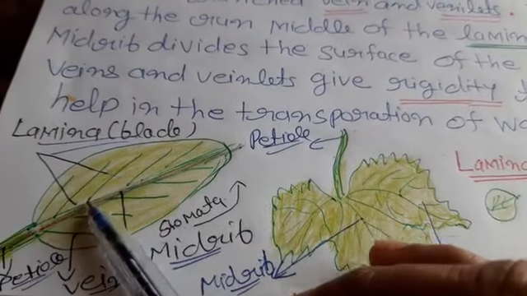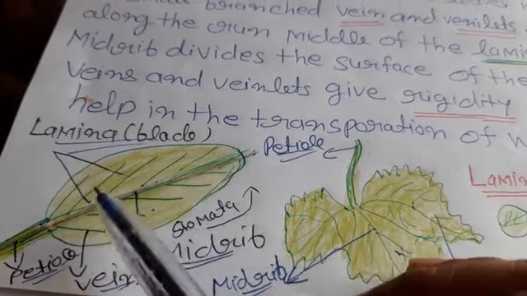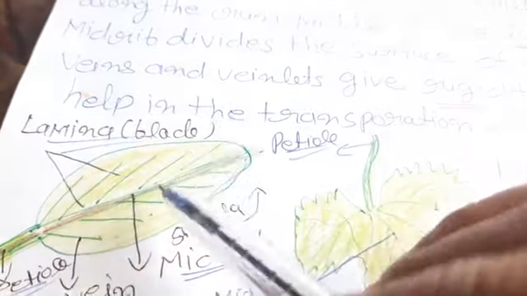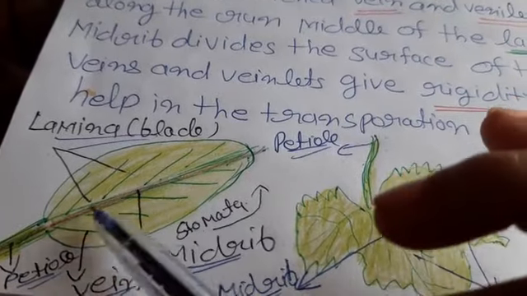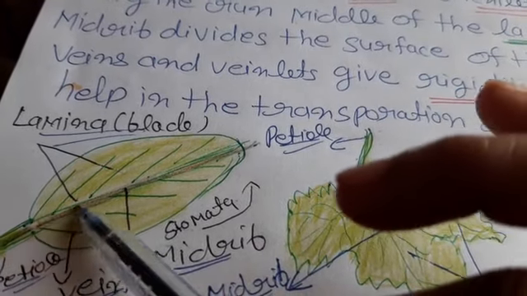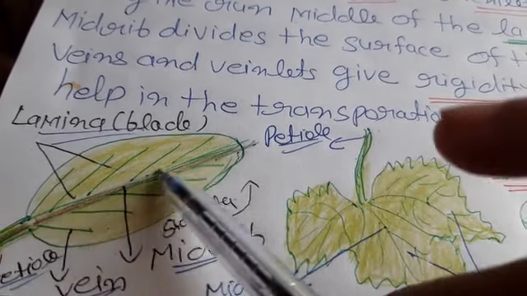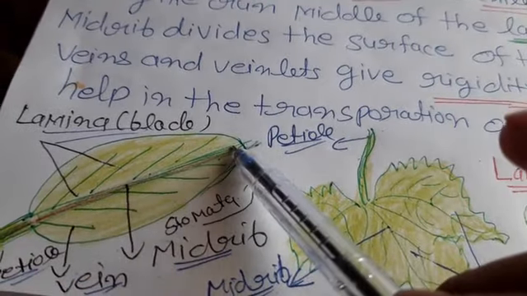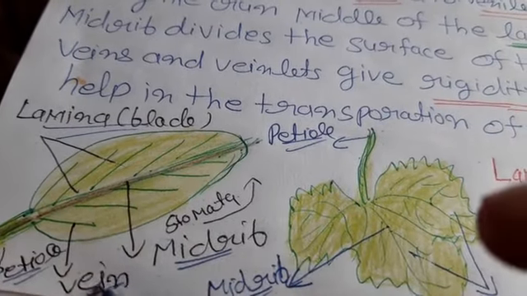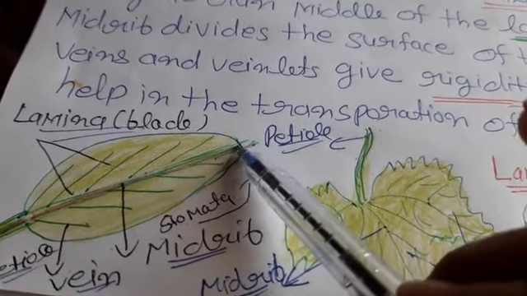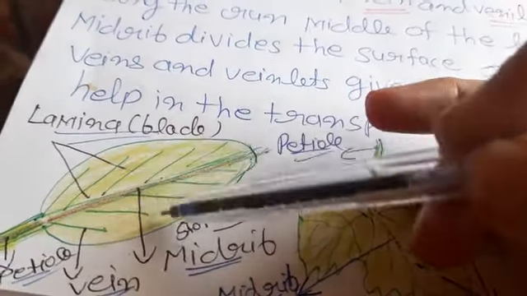This is the surface of the lamina, the green, flattened and broad portion of the leaf, having small branches arising from here. These are called veins and veinlets. The vein runs along the middle of the lamina. This is called the midrib, the central vein, arising from here and reaching to the tip of the leaf. The midrib divides the leaf into two parts.